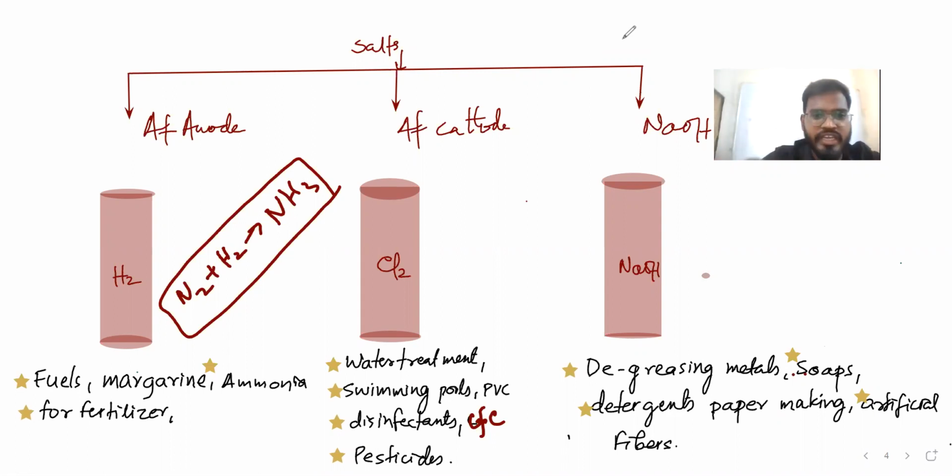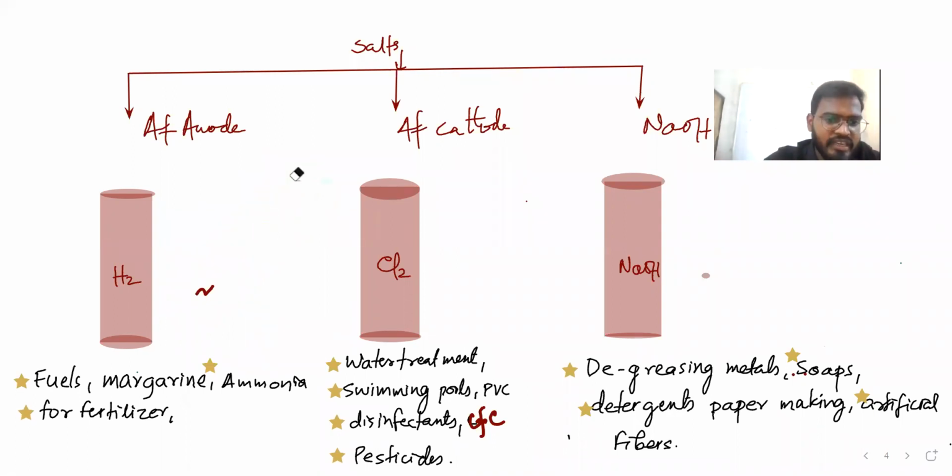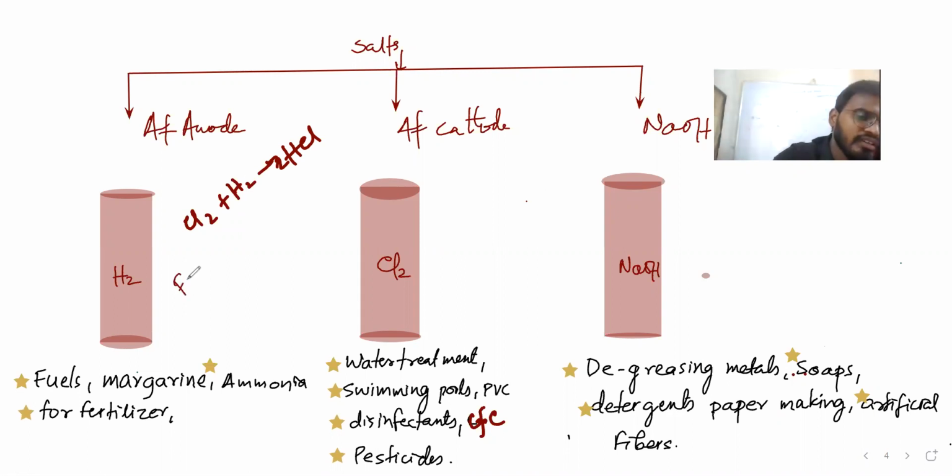Second, if chlorine gas and hydrogen combine together, Cl2 plus H2, obviously it will become 2HCl. The uses of this are for cleaning steel, and it is used in making ammonium chloride.